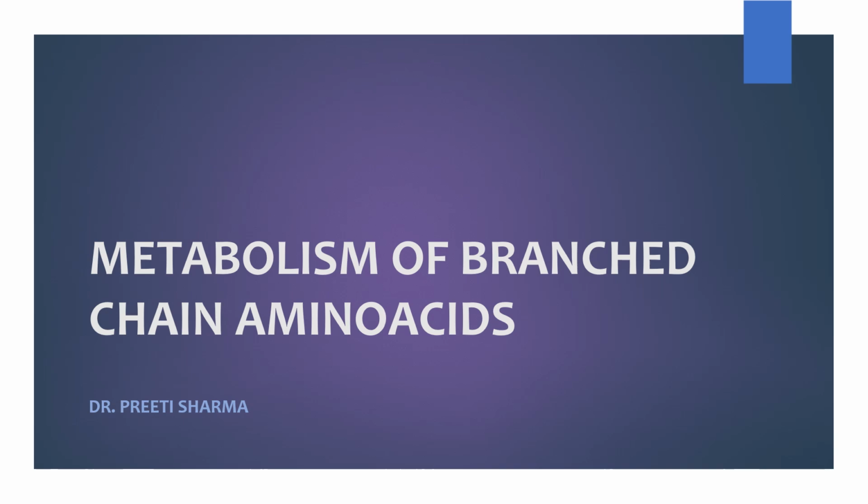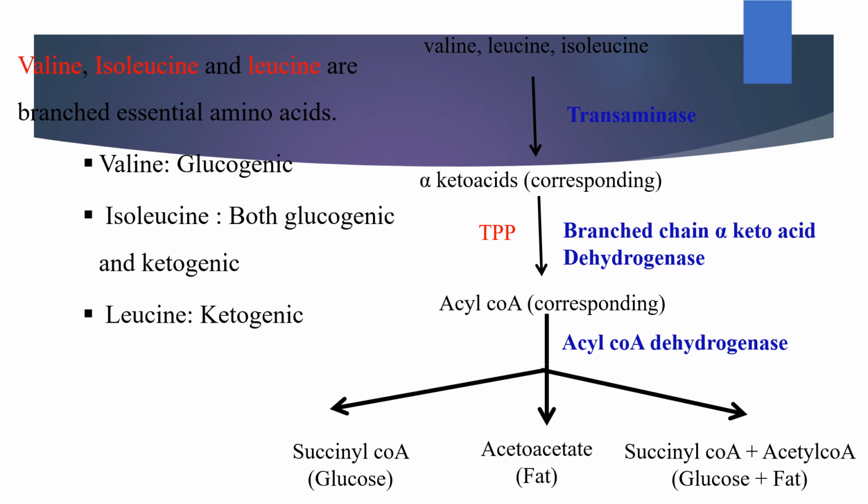Good morning. Today's topic of discussion is metabolism of branched chain amino acids. Valine, isoleucine, and leucine are the branched chain essential amino acids. Out of these, valine is glucogenic, while isoleucine is both glucogenic and ketogenic, while leucine is exclusively ketogenic.